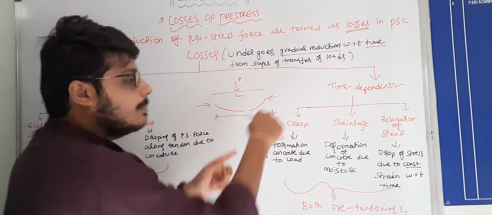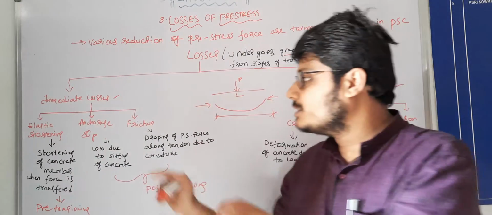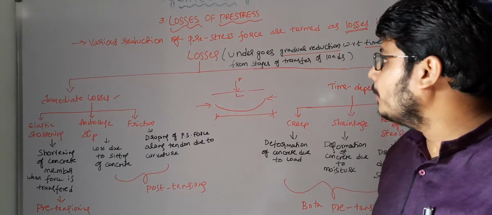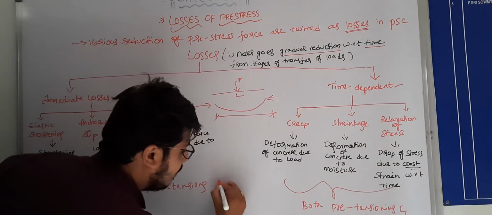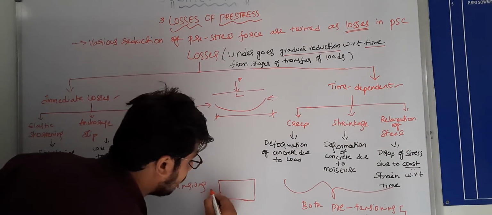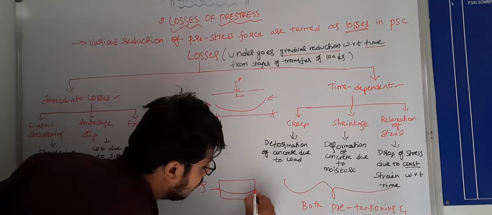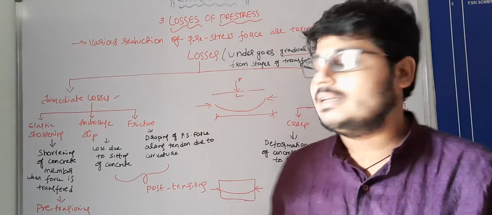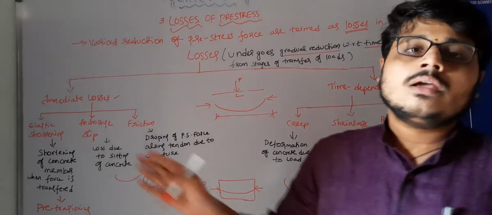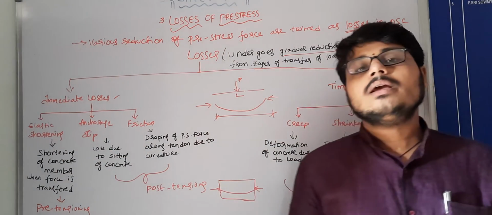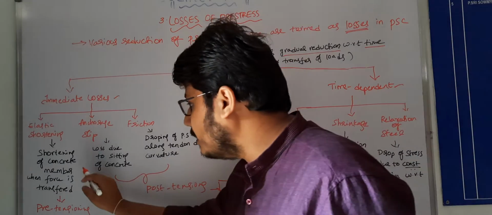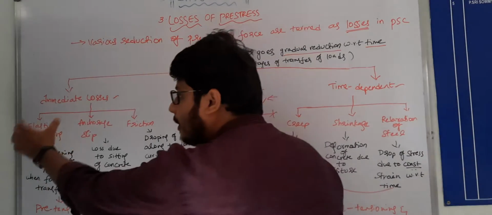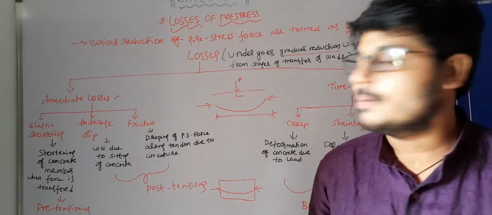So the elastic shortening loss is caused immediately. Why? Because, as we already discussed in the pre-stressed concrete beam, the force is transferred through the tendons and the shortening of the beam occurs. This is the shortening of the concrete member when force is transferred, and this immediate loss is elastic shortening.